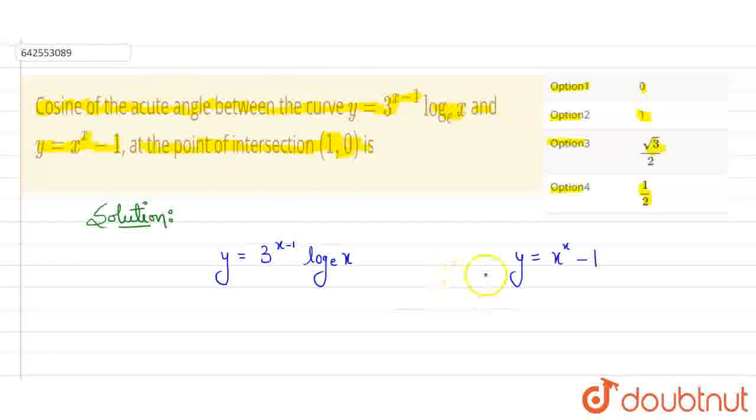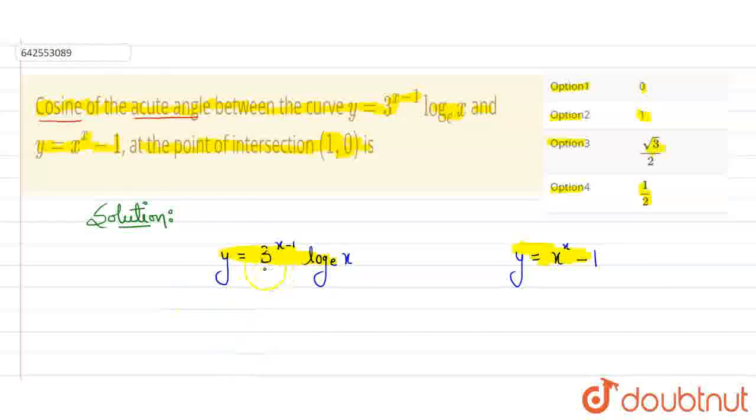So first of all, let me write both of these curves, then we'll try to solve it. These are the two curves given to us in the question. We have to find the acute angle, in terms of cosine. So how can we find the angle? We can find the angle using the slope. First we have to find the slope of both these curves, and we get the slope by differentiating the equation.